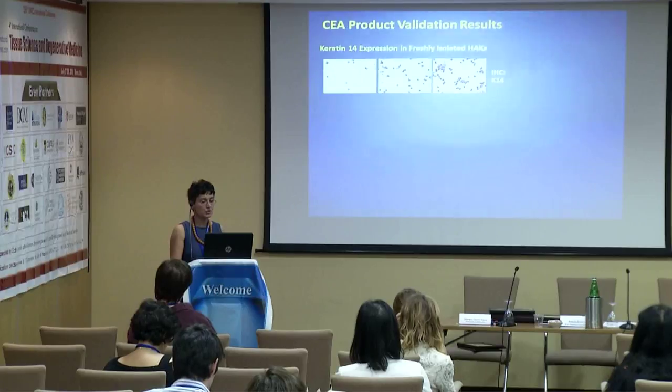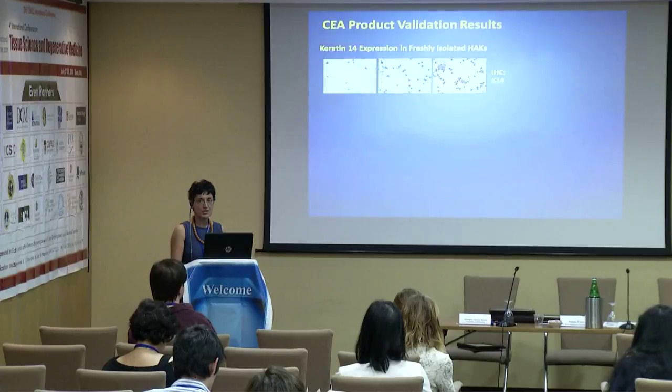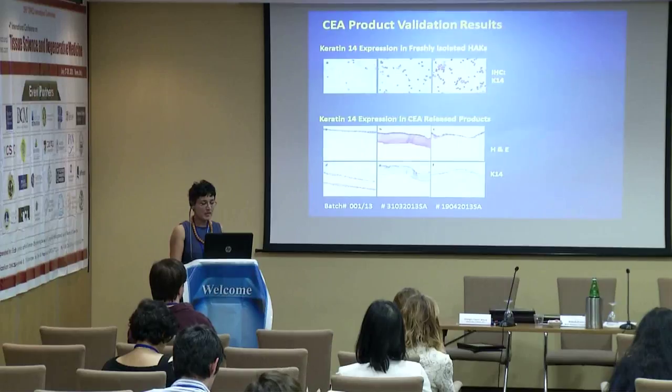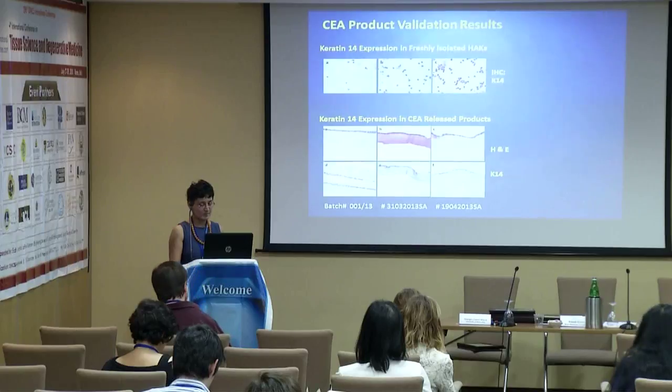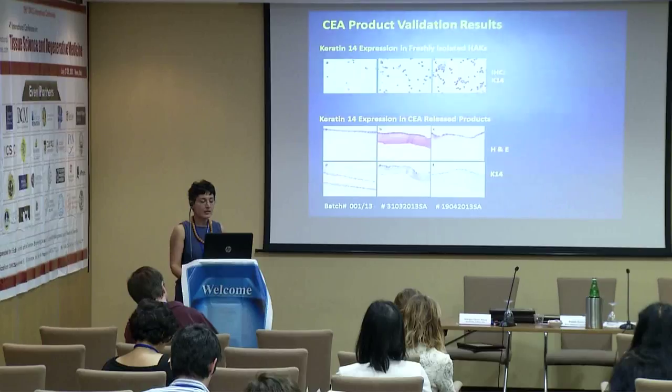The top panel shows the expression of keratin 14 in freshly isolated cells, showing roughly 65% of the cells expressing keratin 14, which is a marker for basal keratinocytes. The bottom panel shows the cross-section of the CEA product. We've used a modification to the original CEA protocol, using fibrin gel as a carrier for the CEA for easy detachment and grafting.